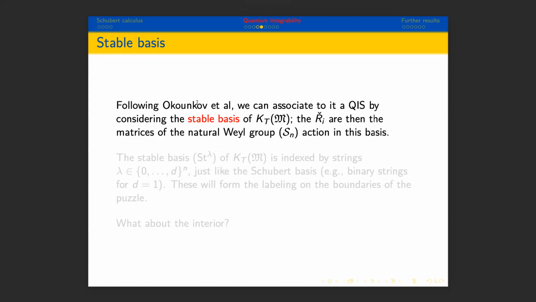In mathematical physics, when you think about an R matrix, you think of a natural matrix, not a linear operator acting on some abstract space like the K theory of some quiver variety. So we need a basis for that. And that problem was solved by Okounkov and collaborators, and in K theory by Okounkov himself. So following him, we could associate a quantum integrable system, in the sense that we're used to in mathematical physics, by choosing a particular basis of this K theory space.